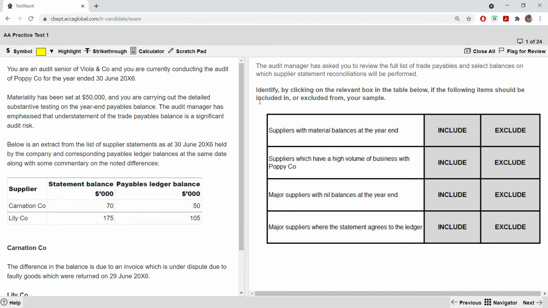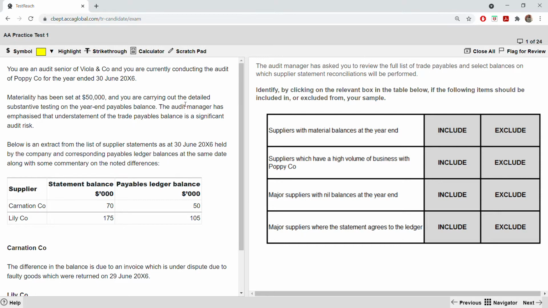So let us first read what the requirement is about. The audit manager has asked you to review the full list of trade payables and select balances on which supplier statement reconciliations will be performed. Indicate, identify by clicking on the relevant box in the table below if the following items should be included or excluded from your sample.